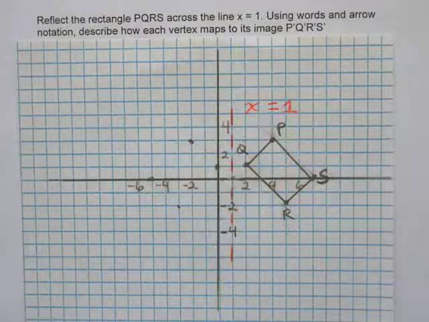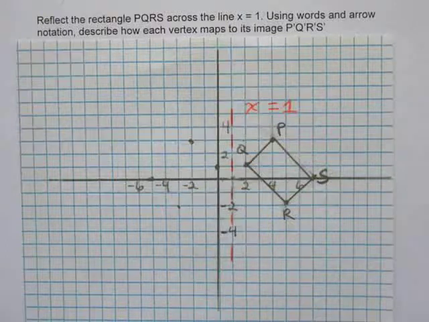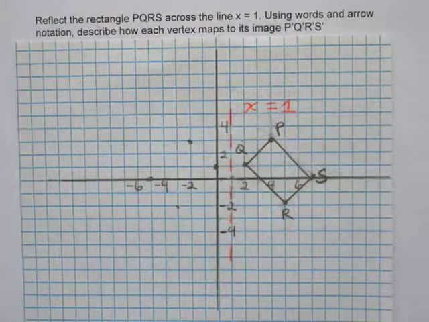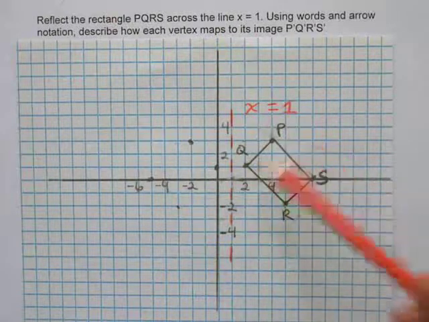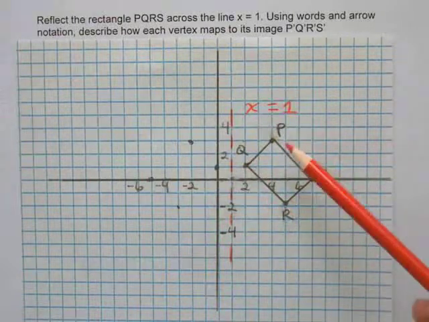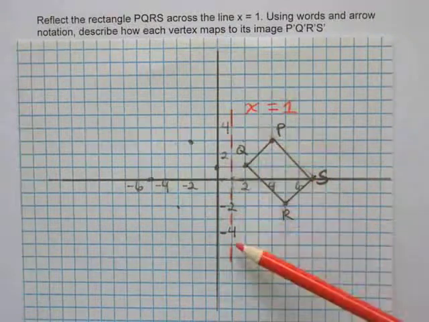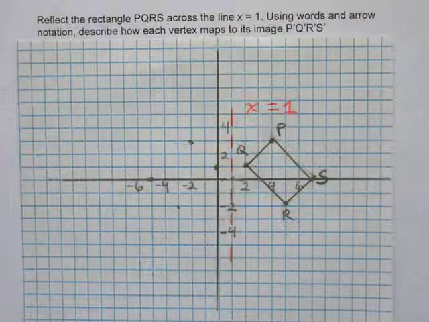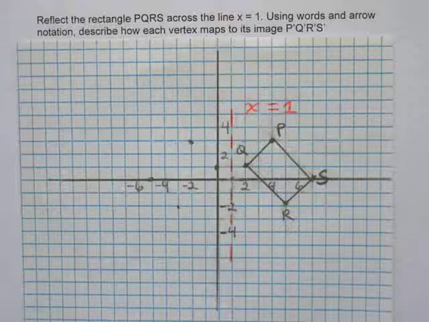So the first thing you need to know is what you're reflecting across. And in this case, it's going to be x equals 1. And the second thing you need to remember is what a vertex means. A vertex, simply said, is the corner, the angle of the geometric shape. And in this one, we have P, Q, R, and S. So our vertices are P, Q, R, and S. And x equals 1 is our line of reflection. Let's read the problem and let's solve it. Reflect the rectangle PQRS across the line x equals 1. Using words and arrow notation, describe how each vertex maps to its image P'Q'R'S'.